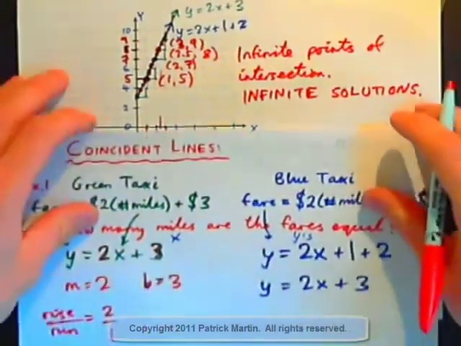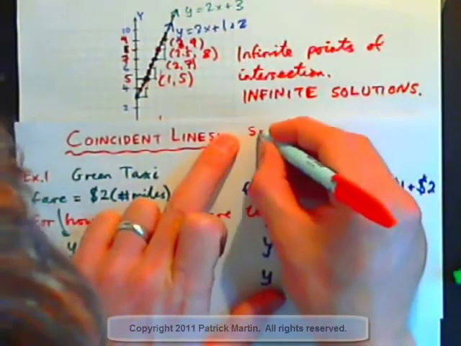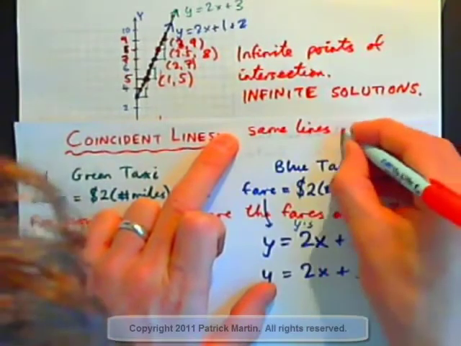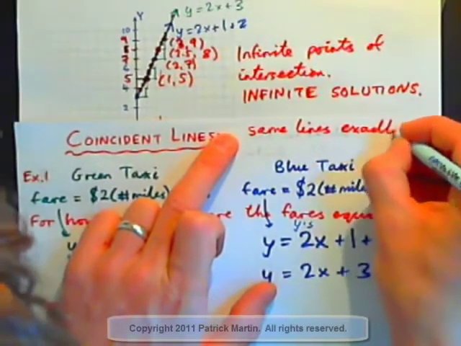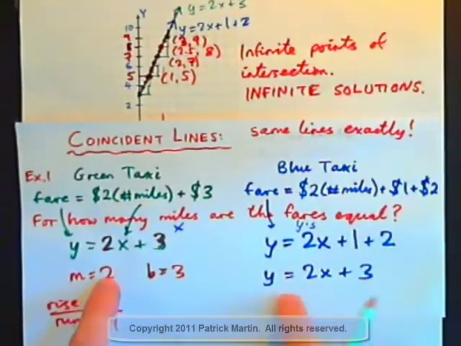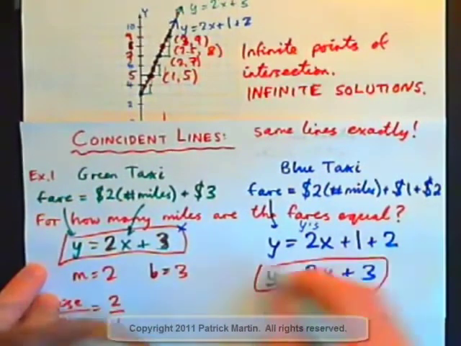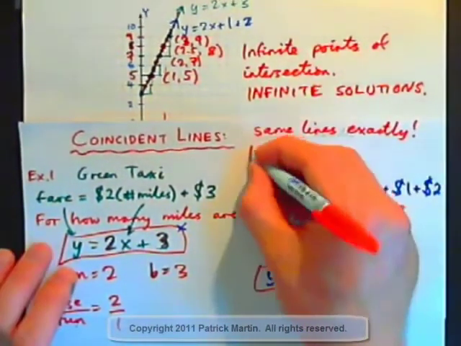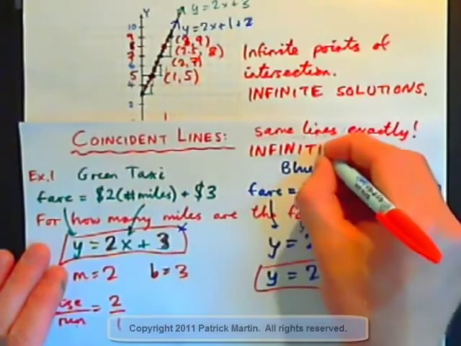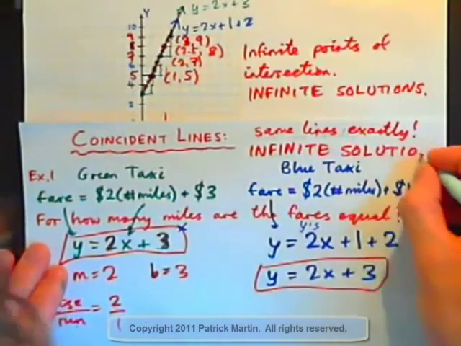So when we have coincident lines, they're exactly the same line. They have the same slope, the same y-intercept, y equals 2x plus 3. y equals 2x plus 3, and therefore we have infinite points of intersection, so infinite solutions for coincident lines, right?